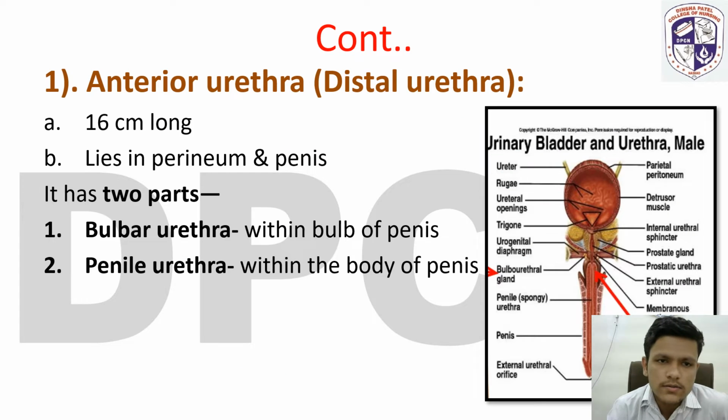Next, first of all, the anterior urethra, also known as the distal urethra. First, it is 16 centimeters long, and second, it lies in the perineum and penis. The anterior urethra has two other parts: first, the bulbar urethra, and second, the penile urethra. The bulbar urethra is situated in the bulb of the penis. The penile urethra is situated in the body of the penis. This is all about the anterior urethra or the distal urethra.